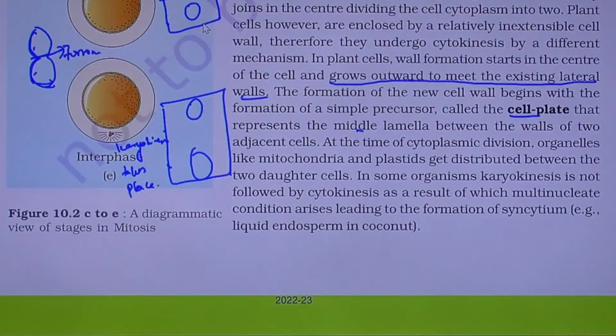But in animal cell they do not have a cell wall. So furrow will be present in the animal cell.